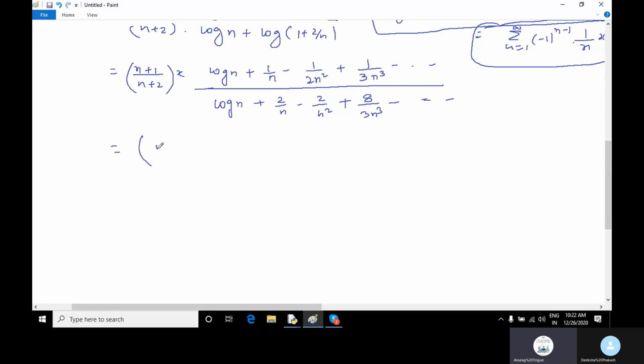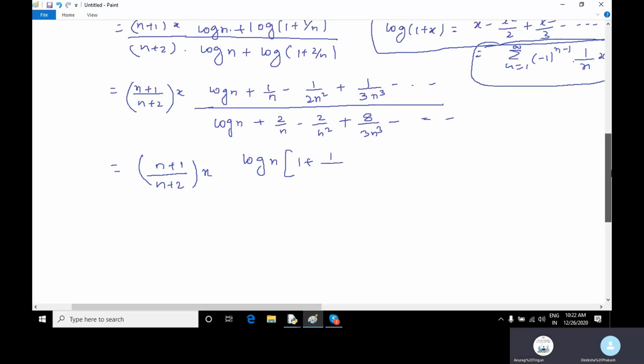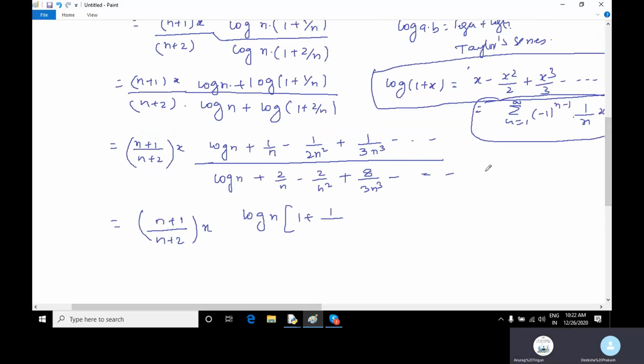8 by 3n cube. So this one is n plus 1 and n plus 2 times x here. Here you can take log of n common in the whole. So it should only show the first three terms, right? For the log series that we've written, it's enough to show the first three terms.